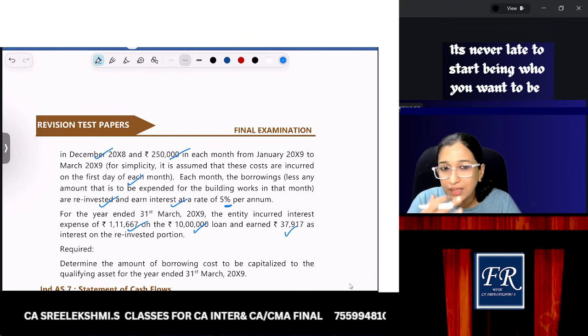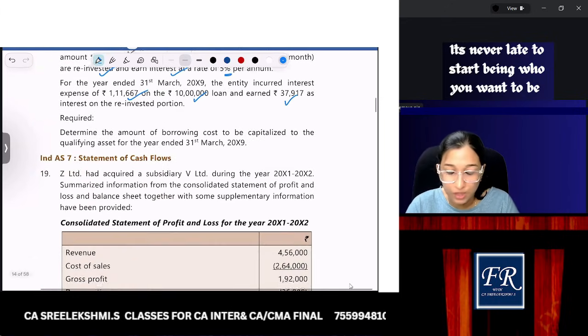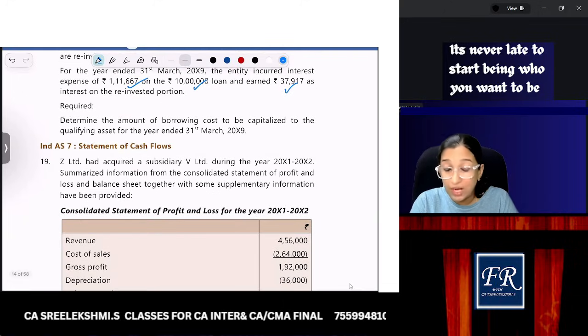We will compute. We don't need this computation. We will do it. Determine the amount of borrowing cost to be capitalized to the qualifying asset. So this is a qualifying asset they are telling, so you cannot assume this is not a qualifying asset. How much capitalization can you do for this qualifying asset?